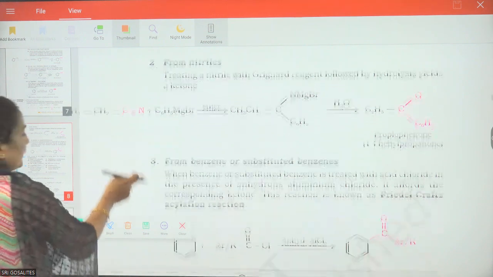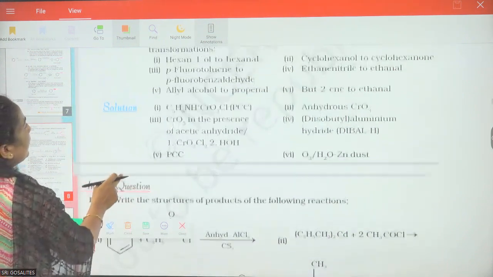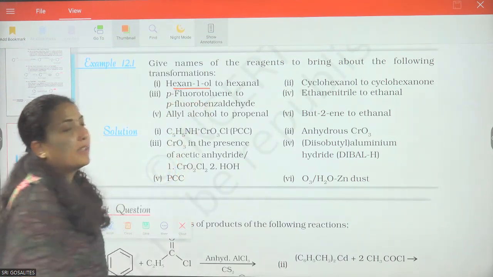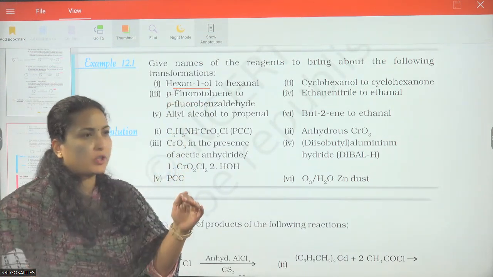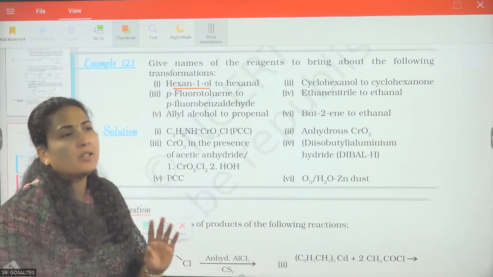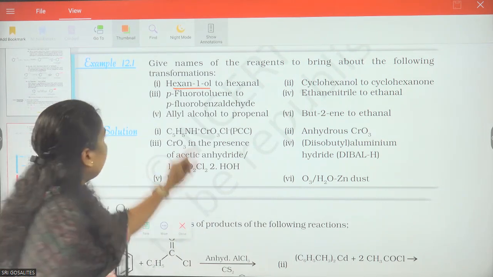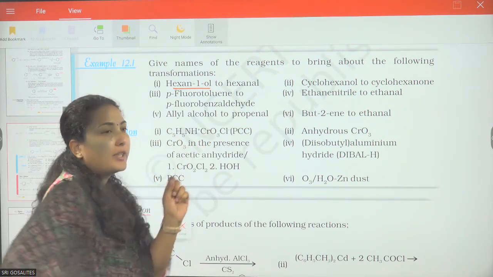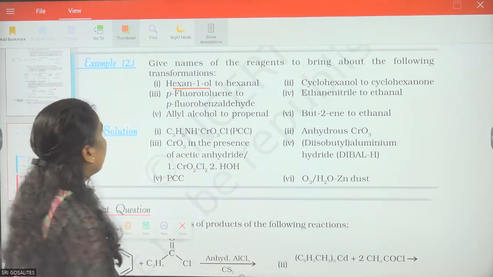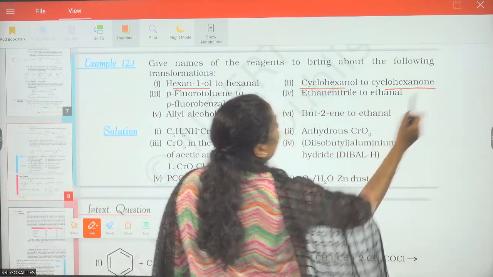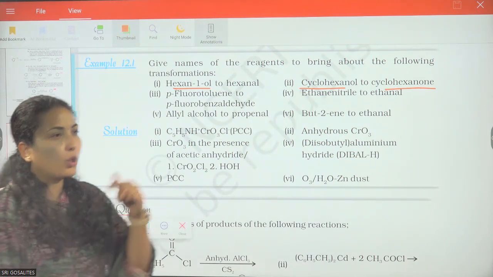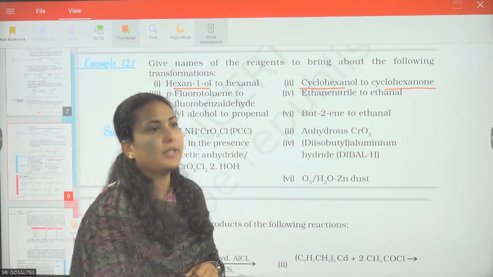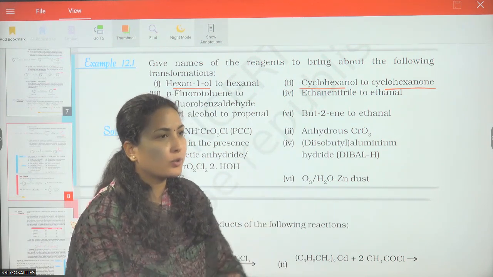Because they are important. Now what is asked is to convert hexan-1-ol to hexanal. That means you have to do only one step oxidation. That could be done by any mild oxidizing agent like PCC, pyridinium chlorochromate. They have written it in the expanded form with the formula. Cyclohexanol to cyclohexanone, 2-degree alcohol to ketone. Again PCC could do, or else anhydrous CrO3 can do, or else copper with heating can also do.